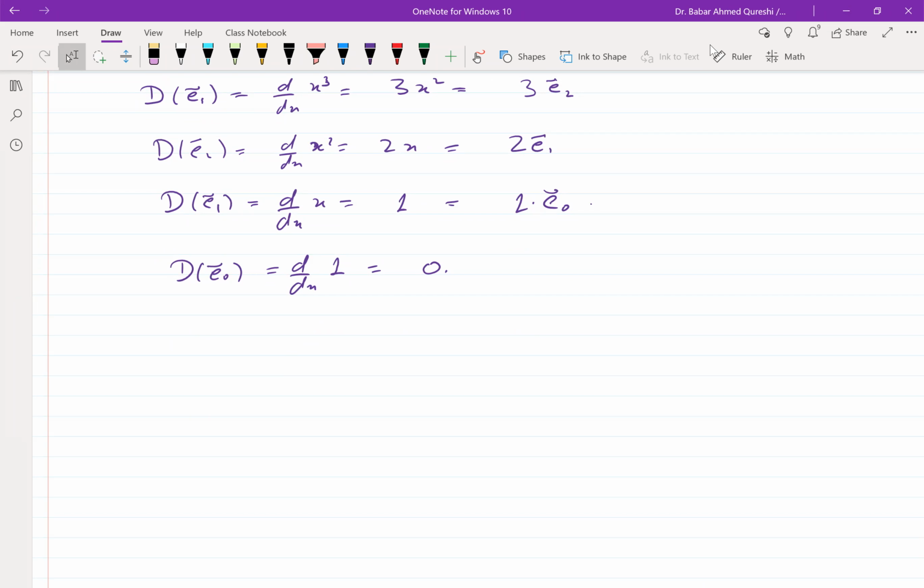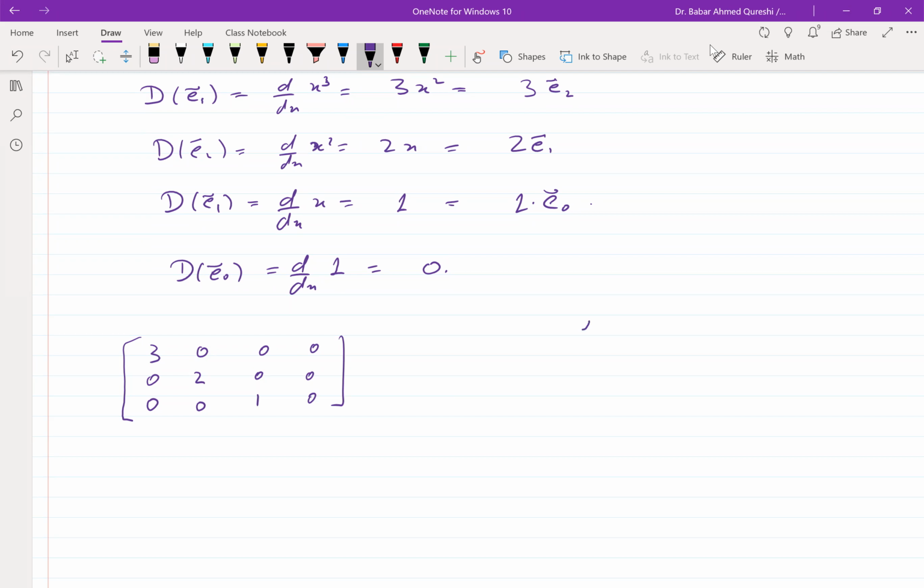That means I have to collect all these vectors as columns. The first one is 3 0 0. The effect of D on E2 is 0 2 0. The effect of D on E1 is 0 0 1, and D of E0 is just the 0 vector.